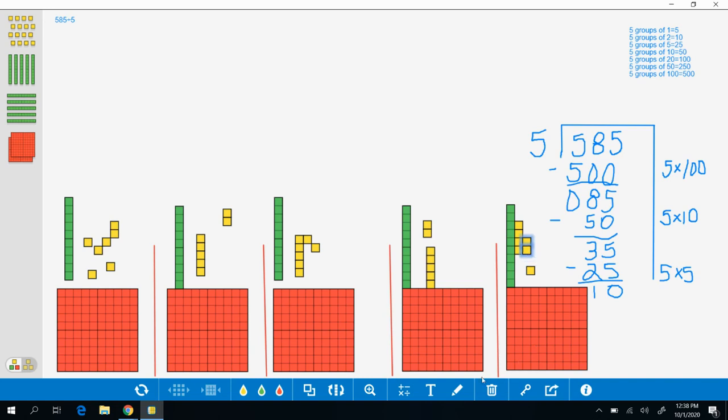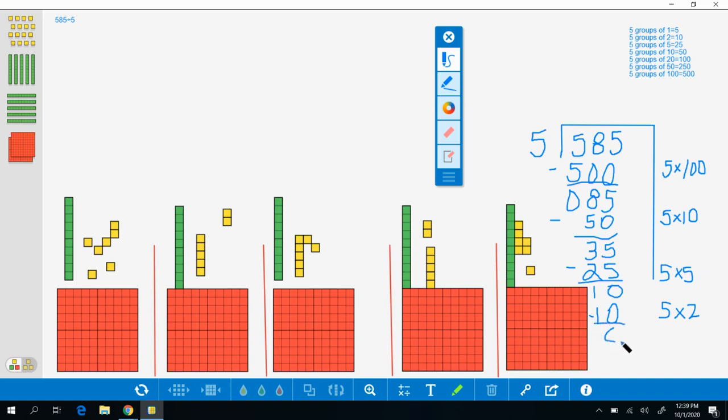So let's notate here. We just took 5 groups of 2 out of our model for a total of 10. So we're going to subtract, and 10 minus 10 is 0. Now, what's our final answer? Let's see. We have 5 groups of 100, 5 groups of 10, 5 groups of 5, and 5 groups of 2. Let's confirm that here.